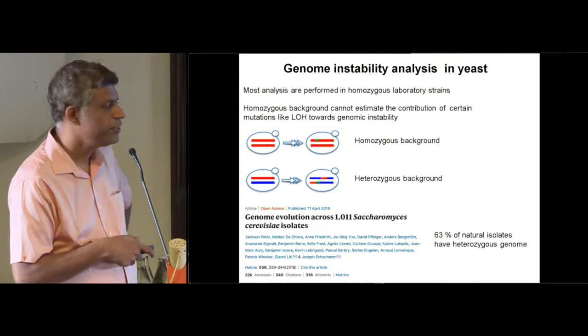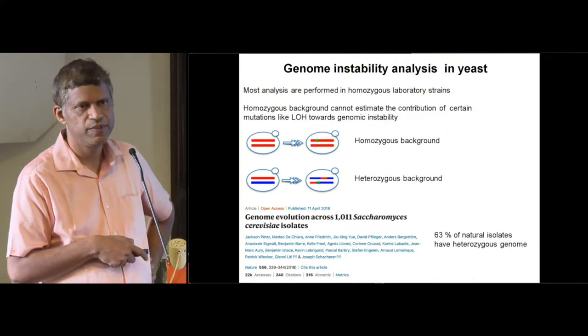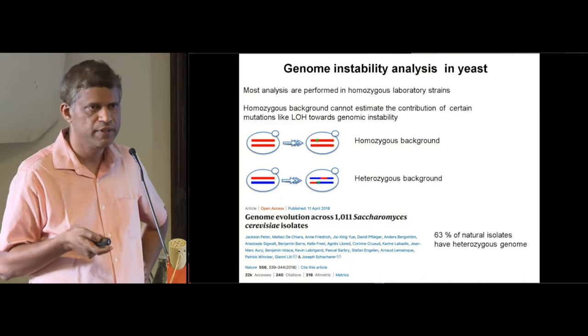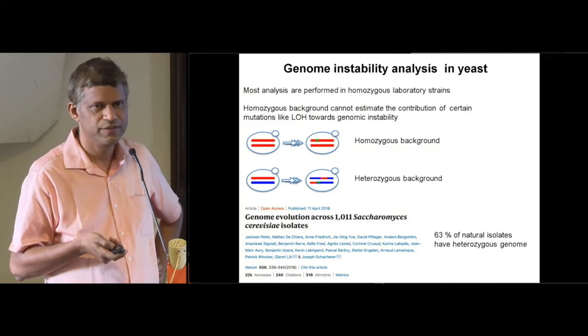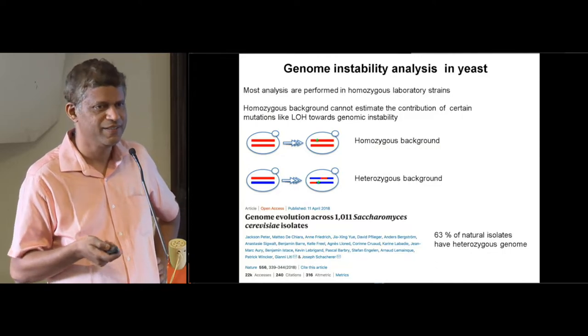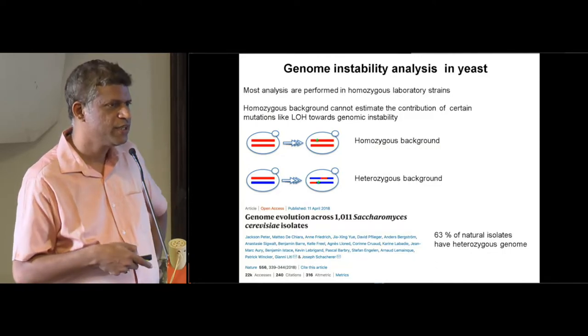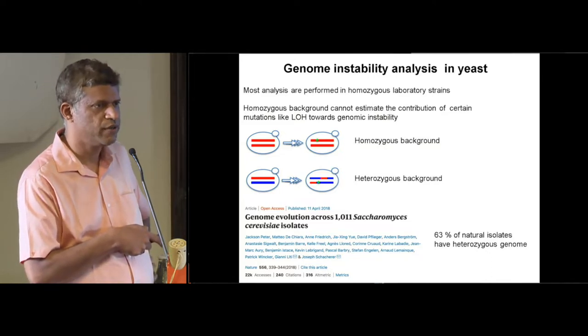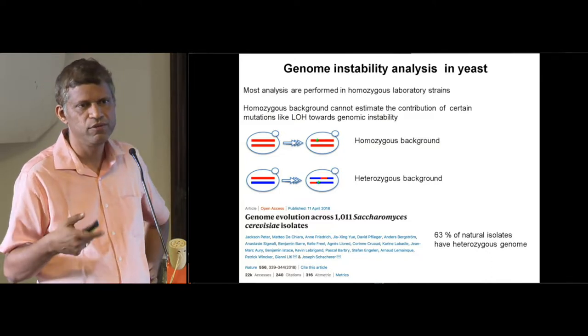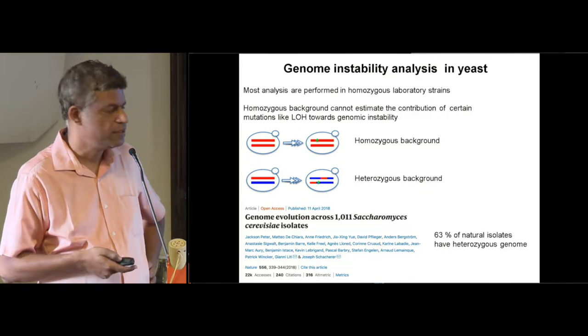So the problem with a lot of this work, especially in yeast, has been that most of the strains that we work with in the lab are homozygous. That we usually do because we want to ensure reproducibility in our results. But the problem with using homozygous backgrounds is that you cannot look at events like loss of heterozygosity, right? That is something that you can only look at when you have a heterozygous system.